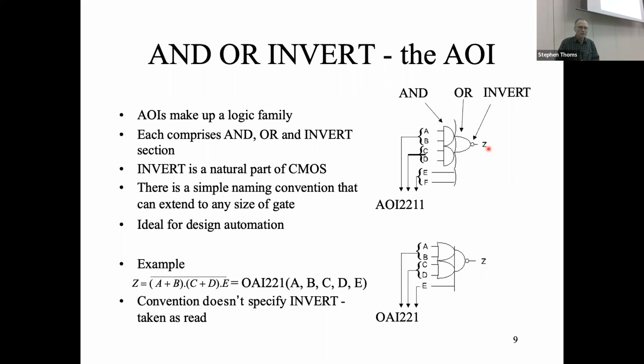So here's another example. So that's A or B, ANDed with C or D, ANDed with E. So that one now is OR-AND-invert, as I mentioned earlier. And that's 221 in that situation. So it's a relatively straightforward way of putting things together.